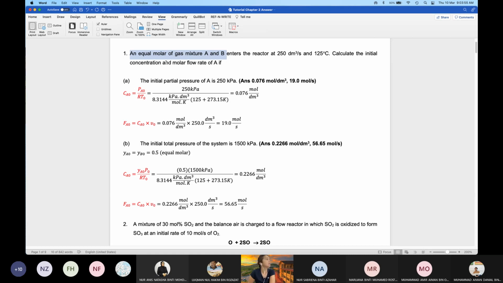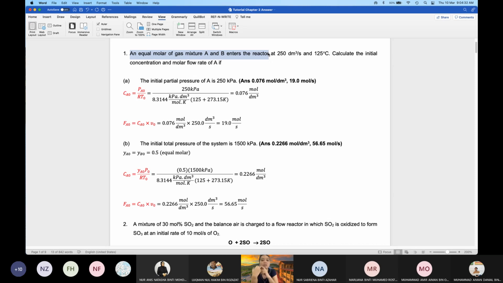So in the first part, it says equal molar gas mixture A and B. What does this mean? Meaning, initially in the reactor, we have two reactants. How do I know it's two reactants? Because they say equal molar gas mixture A and B enter the reactor. So you know that when it enters the reactor, it is the reactant. Second, you know there are two reactants, reactant A and B. Third, they say it's a gas mixture.